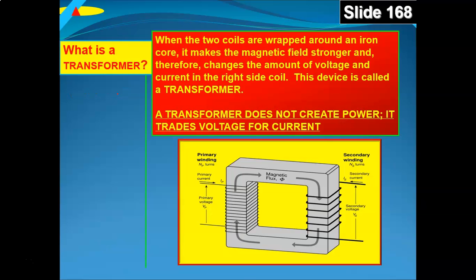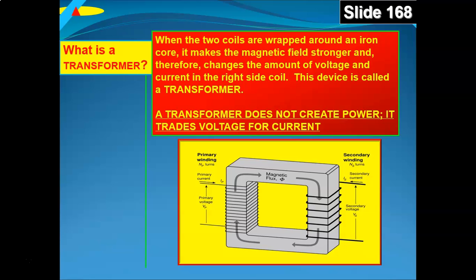What is a transformer? When two coils are wrapped around an iron core, that gray thing is called an iron core. It's made out of iron. It makes the magnetic field stronger and therefore changes the amount of voltage and current in the right side of the coil. So this device is called a transformer. A transformer does not create power. It trades voltage for current. You can't create power just by having a piece of metal.